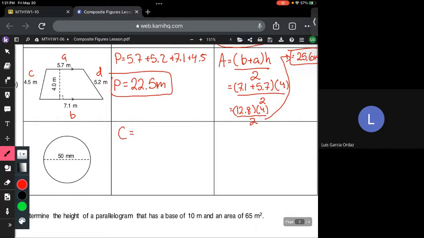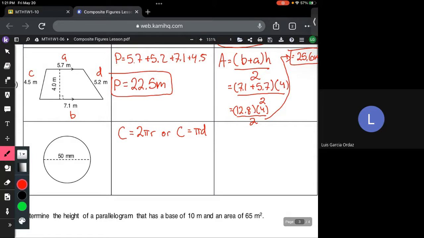Isn't it like radius times 2 times pi? Yep. Times what? Diameter? No. Radius times 2 pi r. Or circumference is just equal to pi times the diameter.